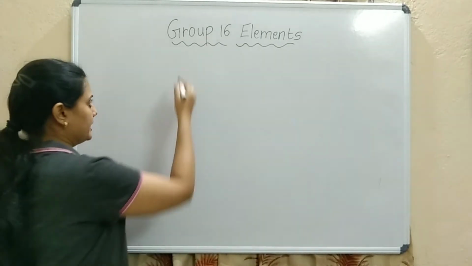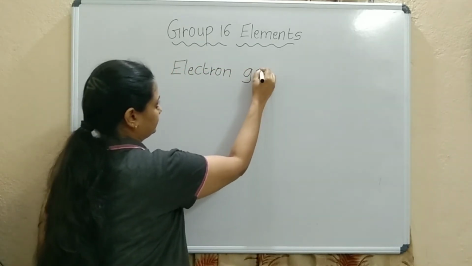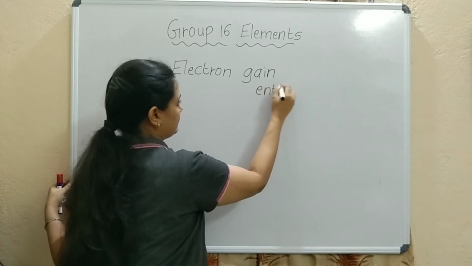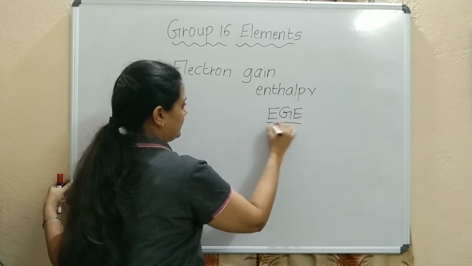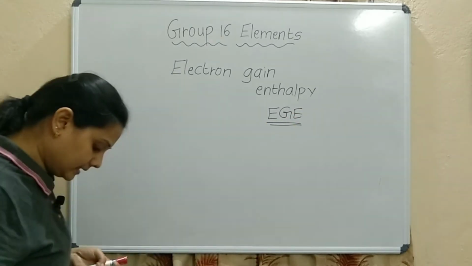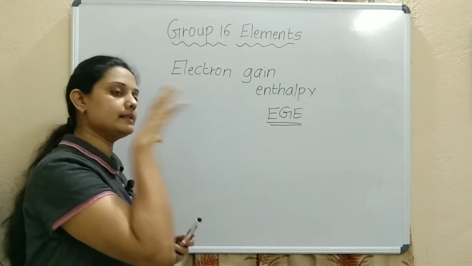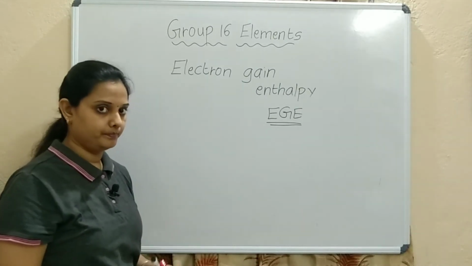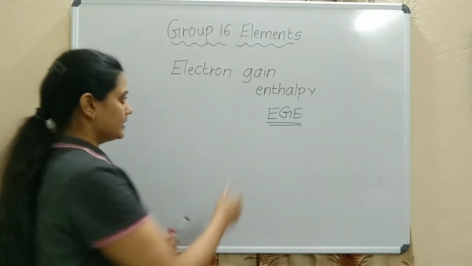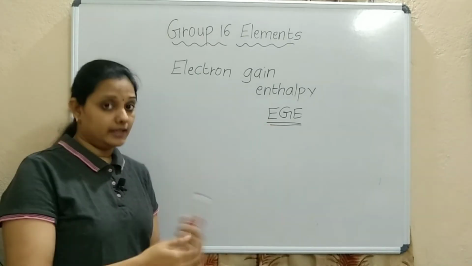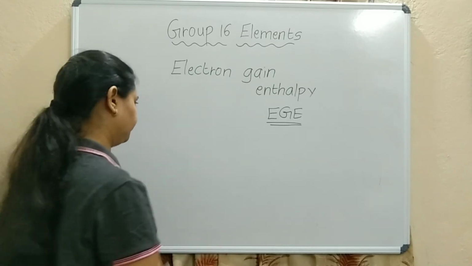Check for the next property. Electron gain enthalpy. That means we can also write this as EGE, electron gain enthalpy. What is it? It is the change in energy when an electron is added to an atom. Some change will be there, no? Something is added, something is removed, changes will be there. So EGE means change in the energy when an electron is added to an atom.